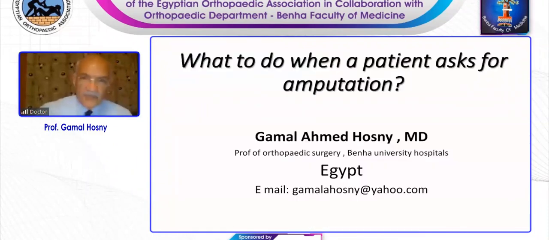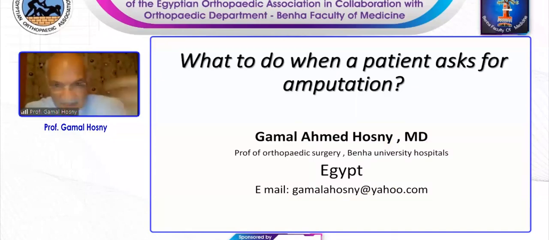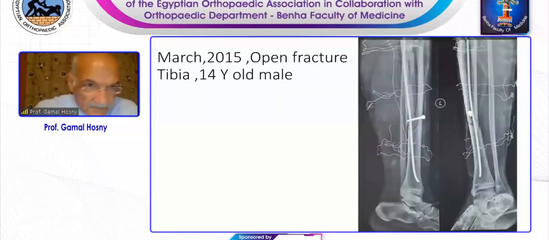Now coming to a simple case. It's very simple. Why? It's a case of resistant non-union, and the patient is asking for amputation. There is nothing easier than this. The patient has solved the problem. He's asking for the amputation. I'm going to tell you the story of this patient.